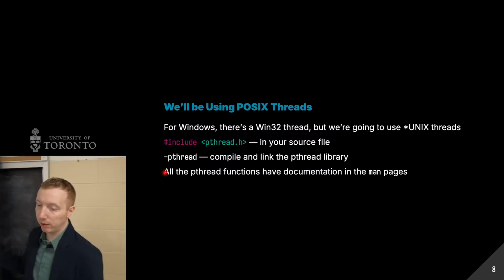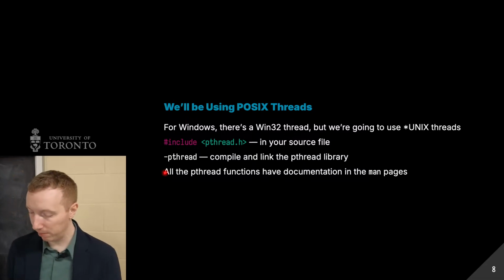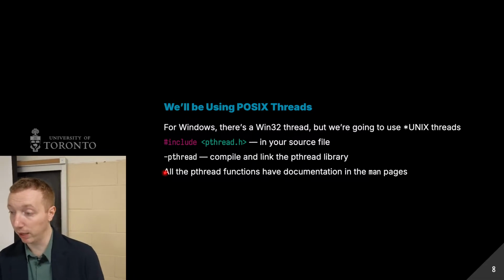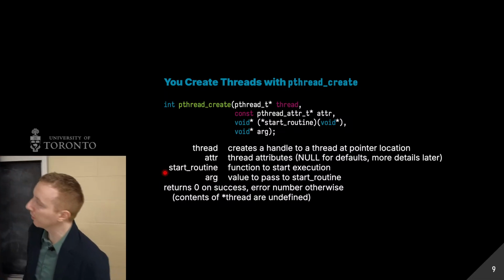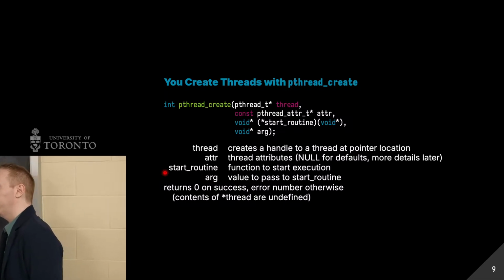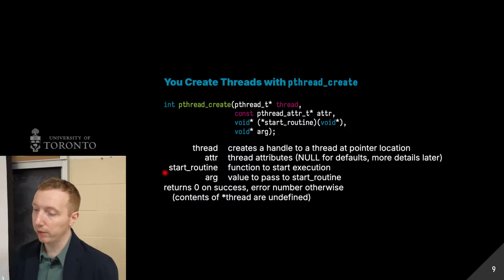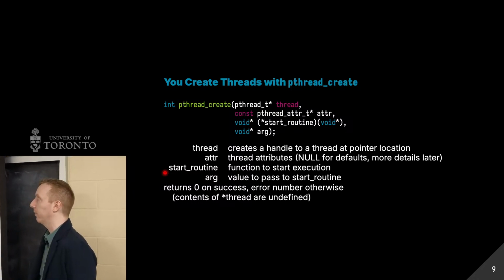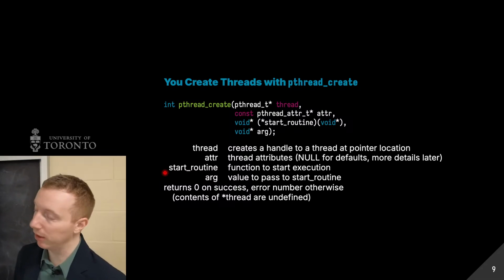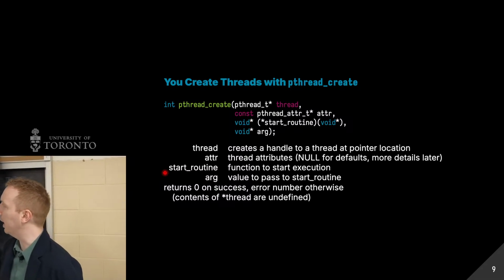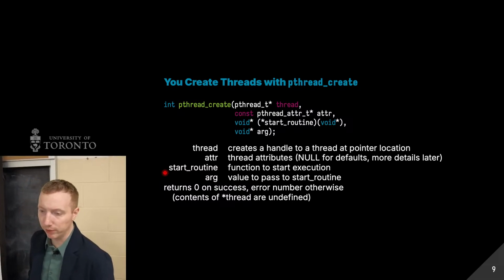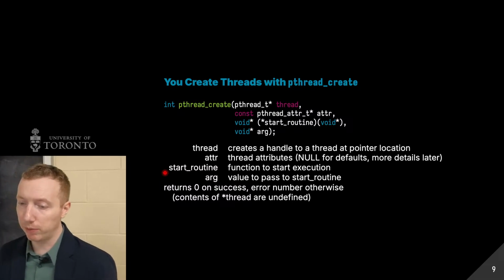So all the pthread functions have documentation in the man pages, and we'll be going over them as well. For creating a process, we used fork. Well, for creating threads, all of our functions are going to begin with pthread underscore, and they're going to be named slightly better. So instead of fork, there is pthread_create to create a thread.